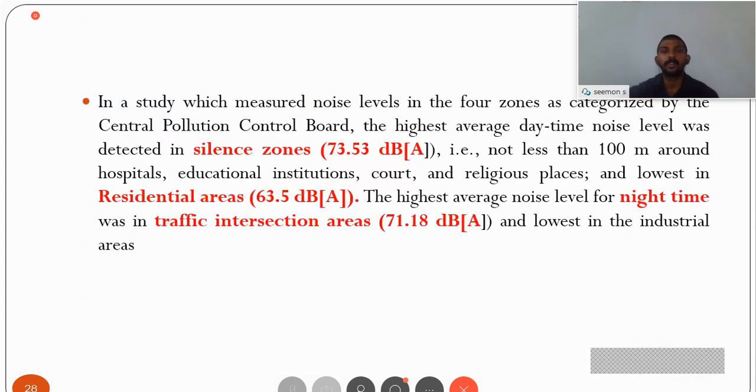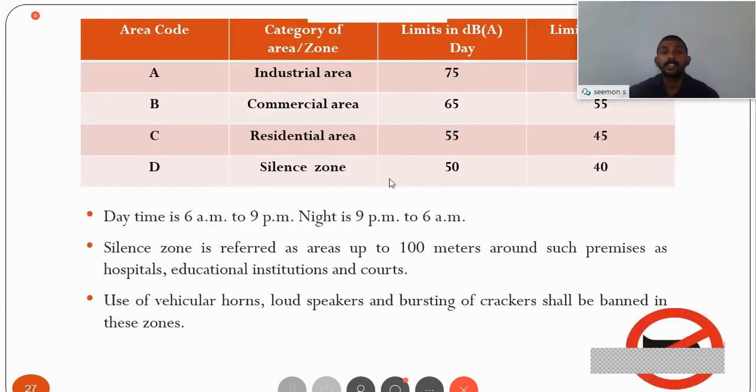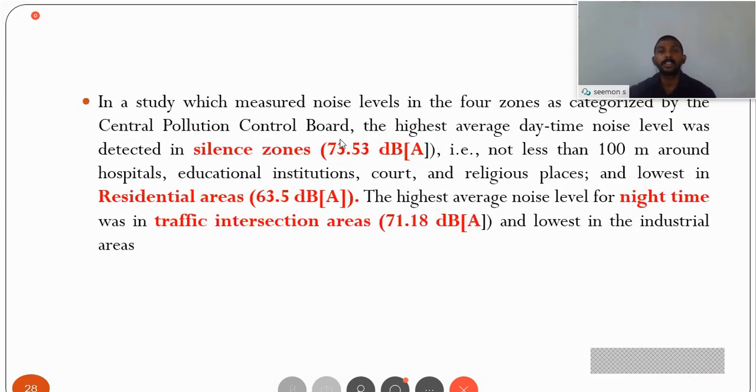They made a study in Delhi, and the Central Pollution Board gave four categories. It was found that the silent zones are producing 73.53 decibels. In the silent zone, the limiting value should be 50, but it is producing 73 decibels. So a much higher noise is coming.